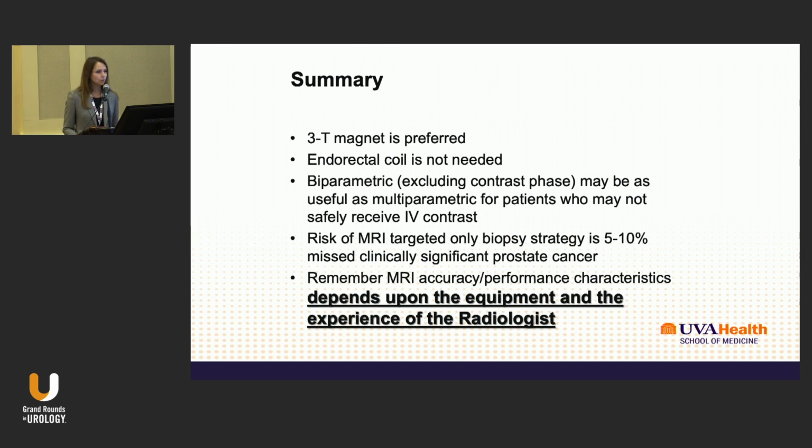Remember, 3T magnet is preferred. You don't need an endorectal coil. In patients who can't get contrast, there's evolving evidence about biparametric MRI, which I think is nice to know that patients can still have an MRI in these cases.